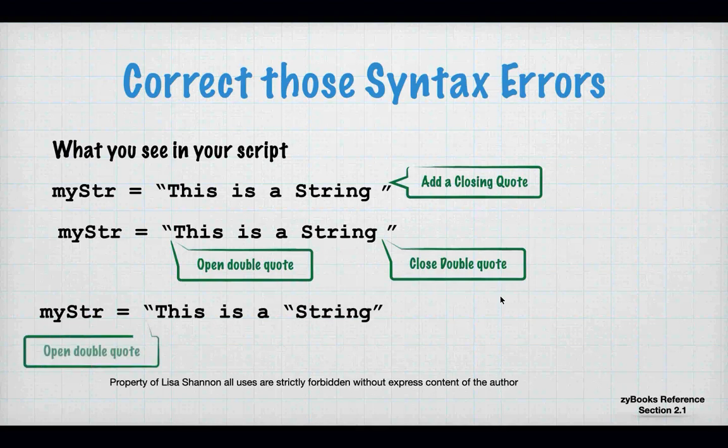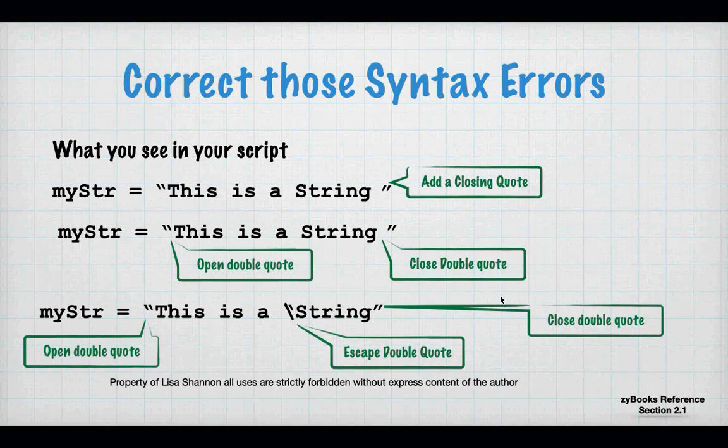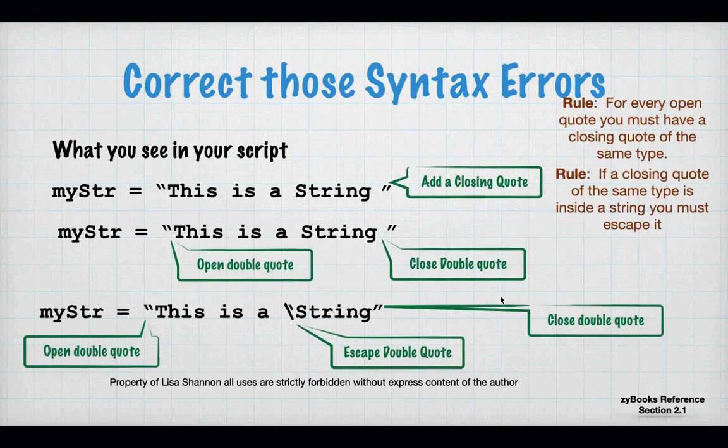And this one is a little bit different. You have an opening double quote, and you have the closing double quote. But what do we do with that double quote in the middle? Well, what we do is we escape it. And the escape, oh, that wasn't lined up, sorry, basically tells Python, hey Python, don't look at this as a double quote that ends the string. It's supposed to be included in the string. And what you do is you put a slash before the double quote. So those are how we correct some of the syntax errors. So there's our rule again. The second rule is, if a closing quote of the same type is inside a string, you have to escape it.